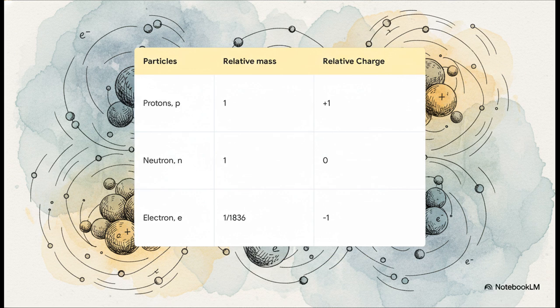Now check out that relative mass column. Protons and neutrons are the big guys, the heavyweights in the atom. The electron, it's tiny, like almost 2,000 times lighter. It's basically a feather compared to a bowling ball. And trust me, that little detail is going to be a huge clue later on.